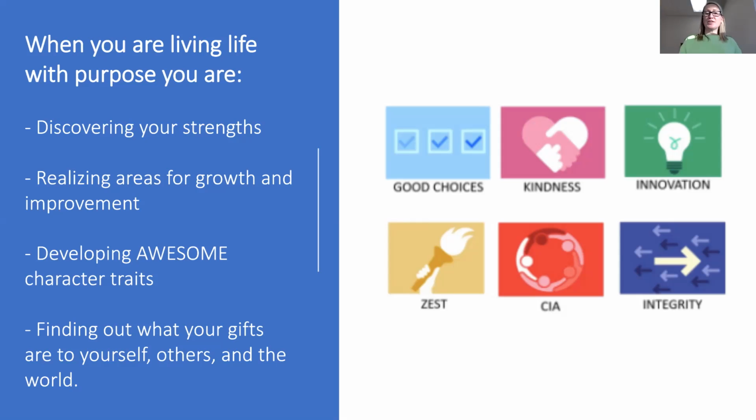And finding out what your gifts are, because a gift that you have, and you have many gifts, we each have many, many gifts. You have gifts that are for you and for others and for the world. And so when we are working on our strengths and we are figuring out how to improve and we are developing awesome character traits, we are developing our gifts and realizing what our true gifts really are. So we're going to be excited to see what kinds of gifts people have this month. So here we go. Awesome.